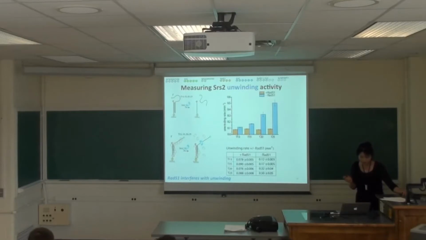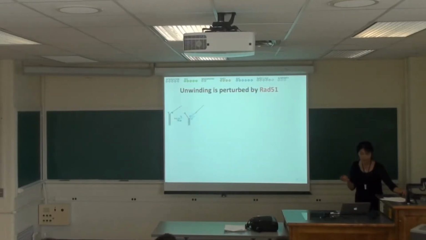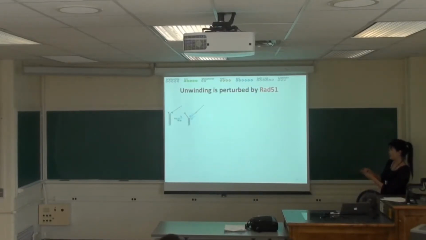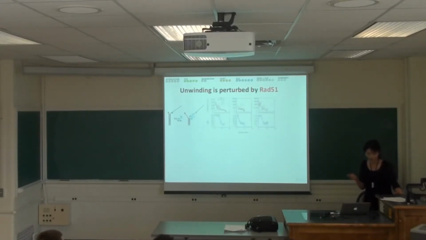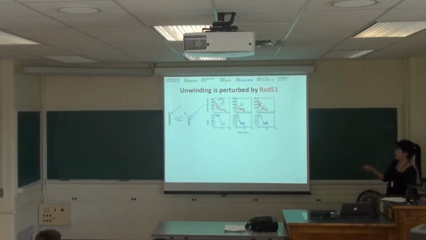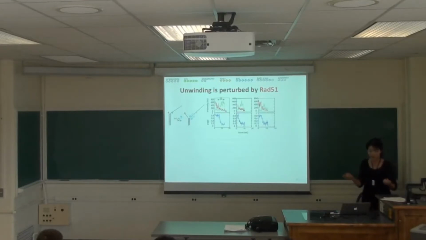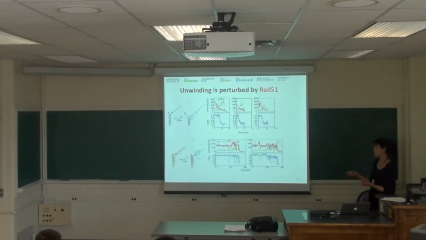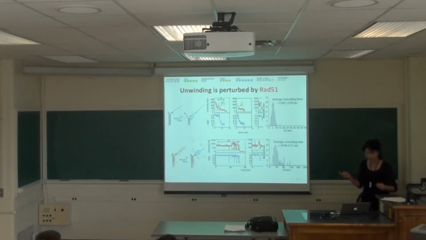To see this more directly, we can prepare this kind of substrate where two dyes are close to each other, then unwinding can be seen as a FRET decrease, right? That's what we show here. When Srs2 does it by itself, it's very quick, and the FRET decrease occurs immediately after the protein addition. But when there's Rad51, we see this long delay, because it cannot efficiently unzip the duplex due to Rad51 holding its place in the duplex. Okay, so that's all the data. These are dwell time analysis.